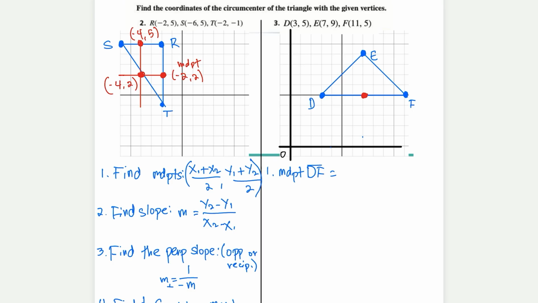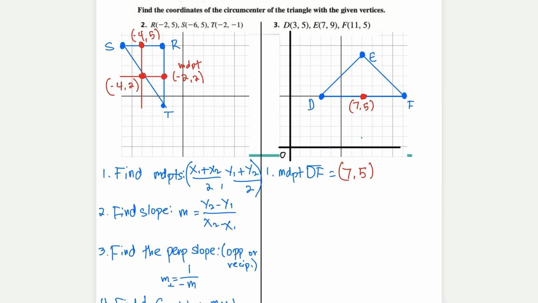So this one is the midpoint, the coordinates is 7 and 5. So that's the midpoint of DF. Now let's find the midpoint of DE. Line DE. So on this one, to be accurate, we can use the coordinates of D and E. So I'm gonna use it just to show to you the exact midpoint. 3 plus 7 over 2, and then the second one is 5 plus 9 over 2.